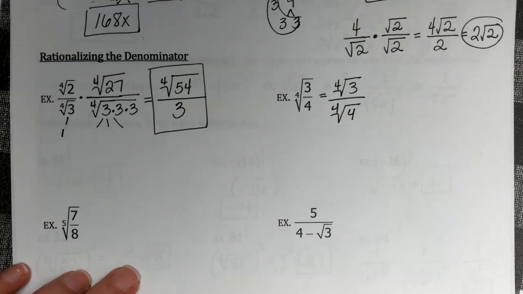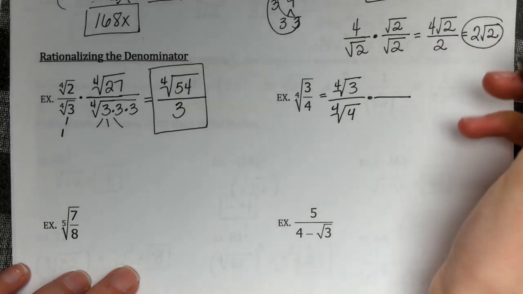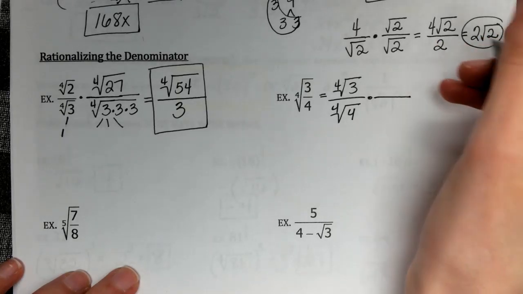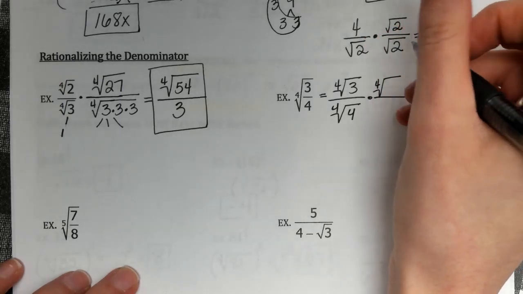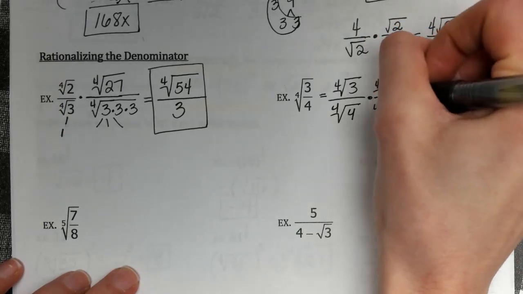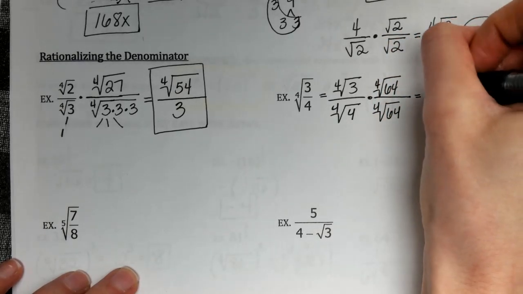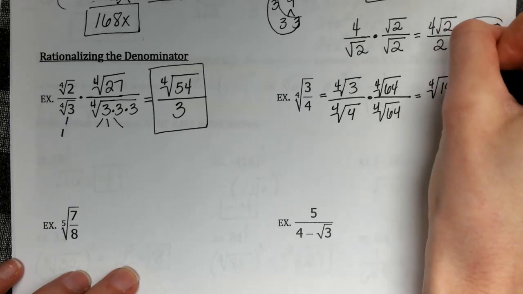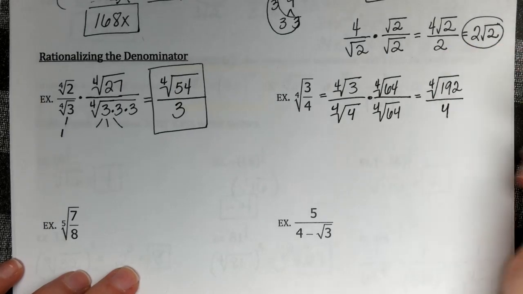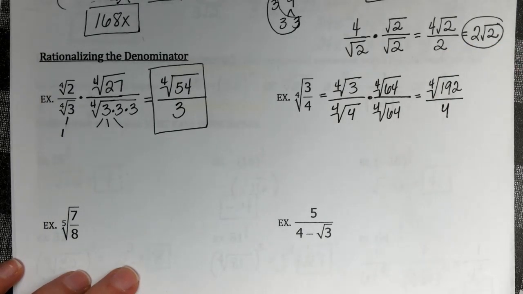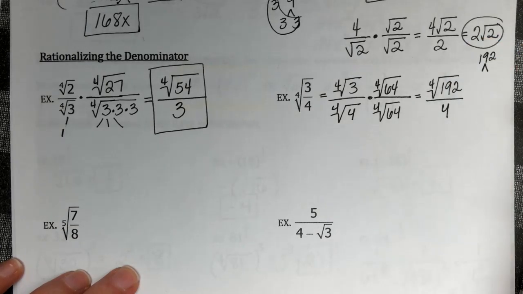What do I do? Did everyone do that? Did anyone not do that? Okay, so then that gave you what? The fourth root of over. Did you leave it like that? You shouldn't have. 192. What does that break into?